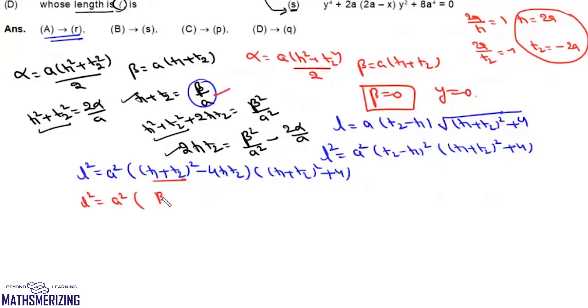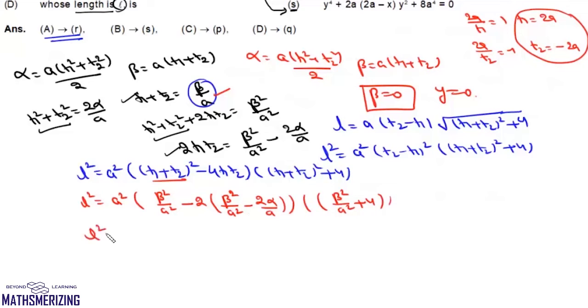So it will be β²/a² − 4t1t2. Minus 4t1t2 will be minus 2, and then β²/a² − 2α/a, and again here it will be β²/a² + 4. Now we'll take LCM and simplify.